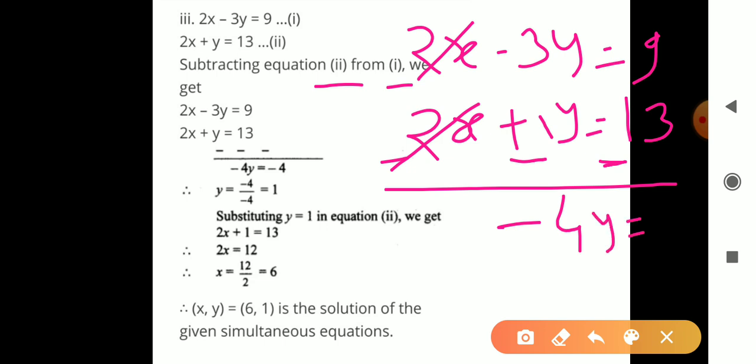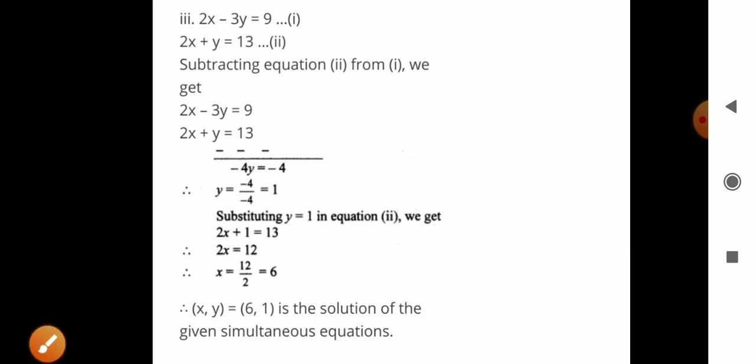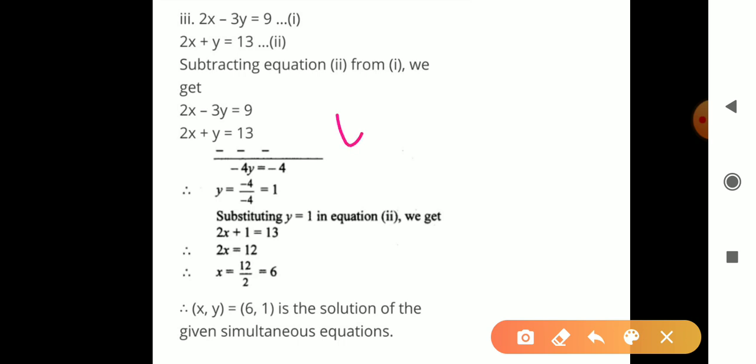This is equal to 9 minus 13. Opposite signs are there, 9 has plus, 13 has minus. When there are opposite signs, their subtraction takes place and we take the sign of the greater number. So 13 minus 9 becomes 4, and the sign of the greater, so minus 4. Then this minus 4 becomes divided to the right side, so y equals minus 4 divided by minus 4, and minus minus becomes plus, and 4 divided by 4 is 1. So we get the value of y, y equal to plus 1.